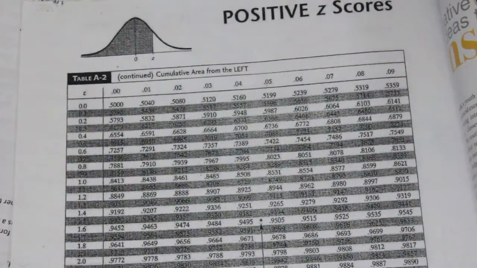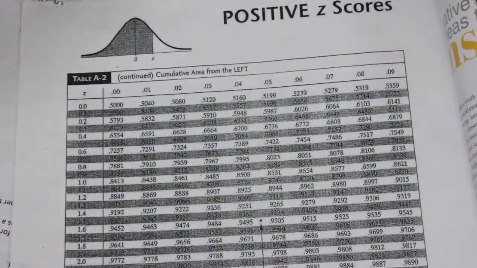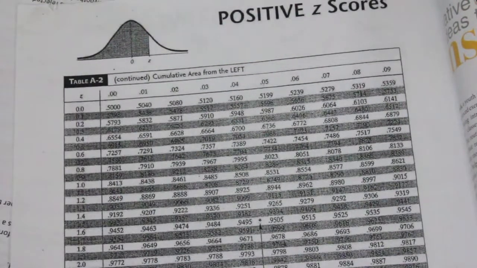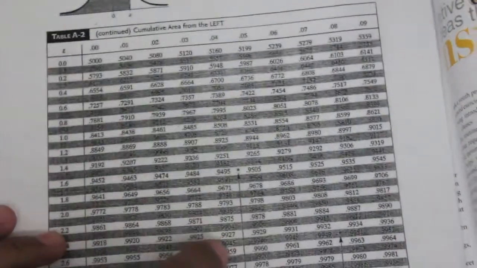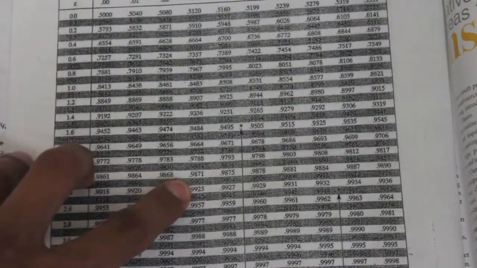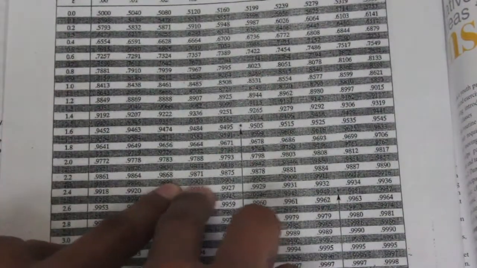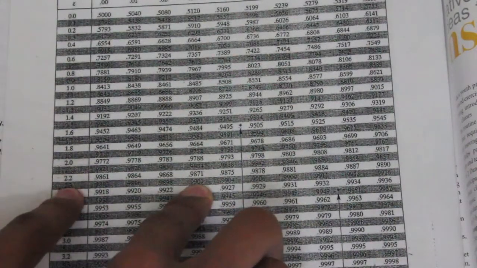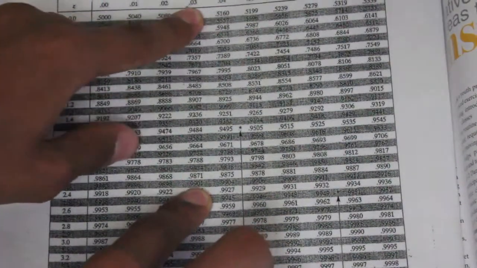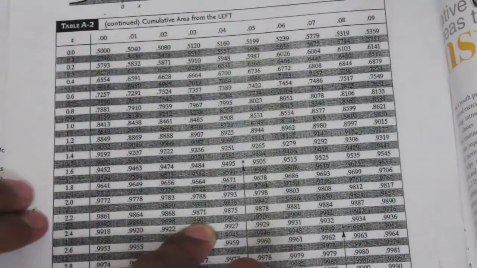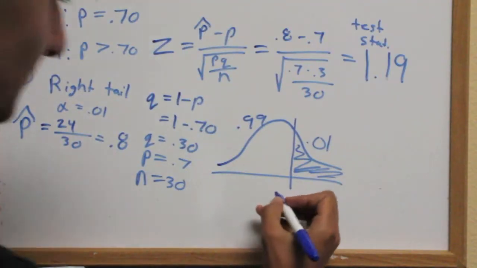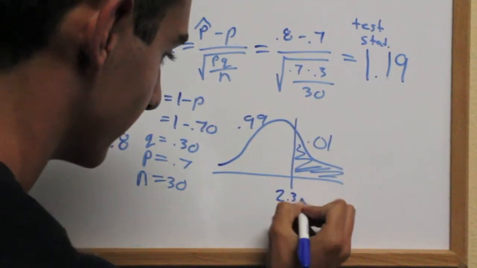In order to find the critical value, you're going to need to look at the positive z-score chart, and in here you're going to look for 0.99. The closest thing to 0.99 is right here. It's kind of hard to see, and you go across, which is 2.3, and then 0.03, which is up here. So your critical value is going to be 2.33.